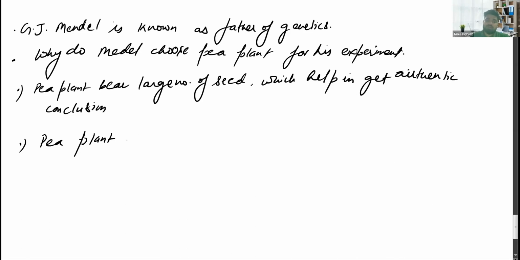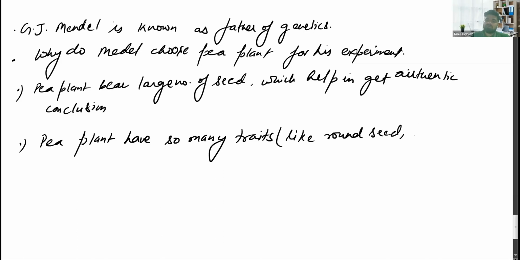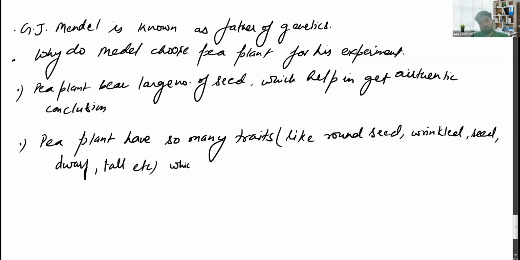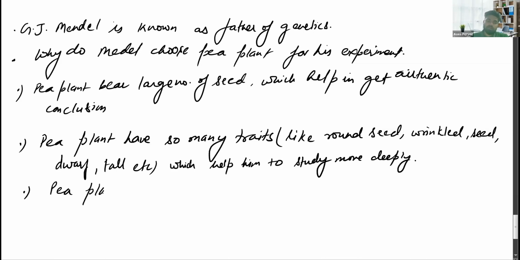The second is pea plant has so many traits, like round seeds, wrinkled seeds, dwarf, tall, etc.